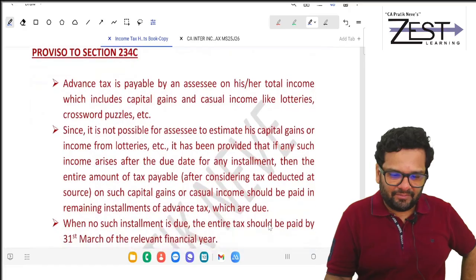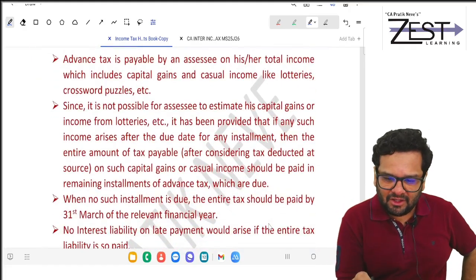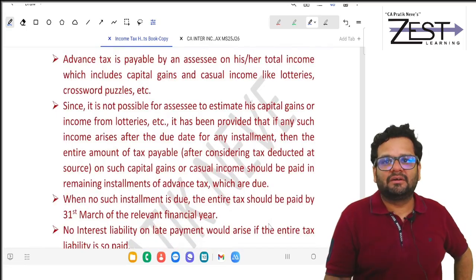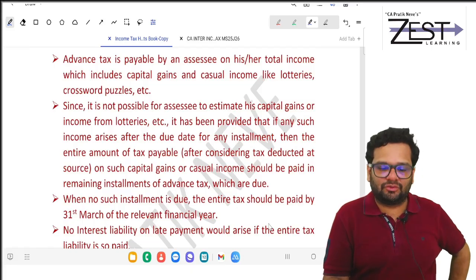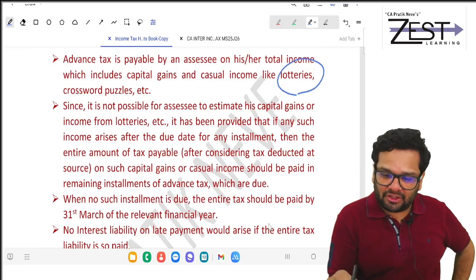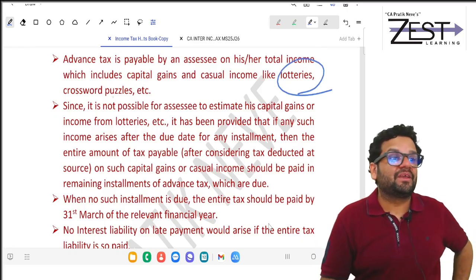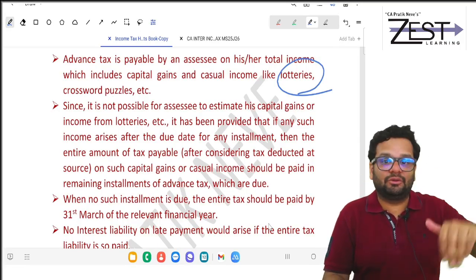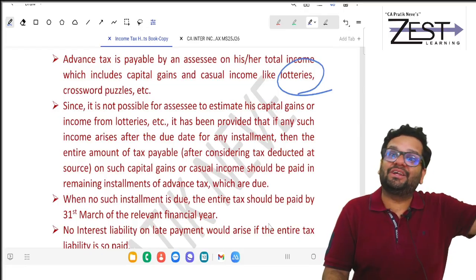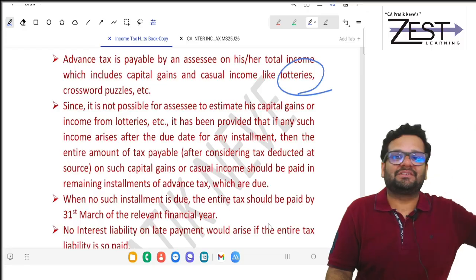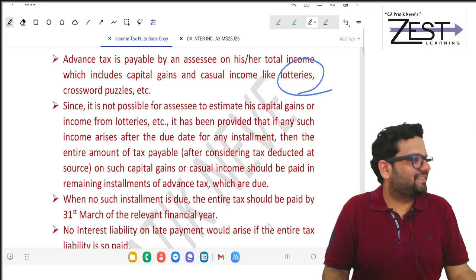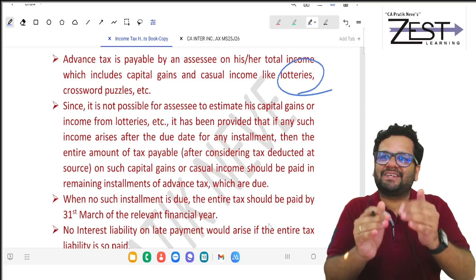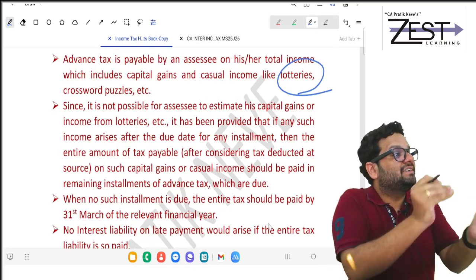Okay, so see, advance tax is payable by assessee on his or her total income, which includes CG and casual income, like lottery, crossword. But I will tell you, mostly on lottery, crossword, there will be no tension. Because when you win lottery, crossword, opposite party will do your TDS at flat 30%. And your tax payable is also 30%. So mostly this will not make any impact. Because advance tax payable will remain almost same.